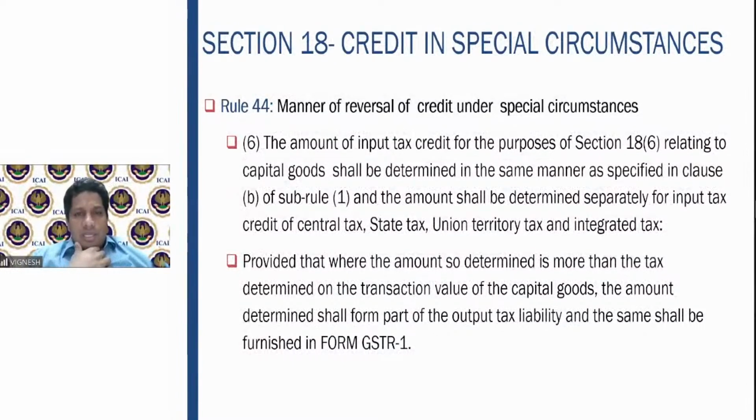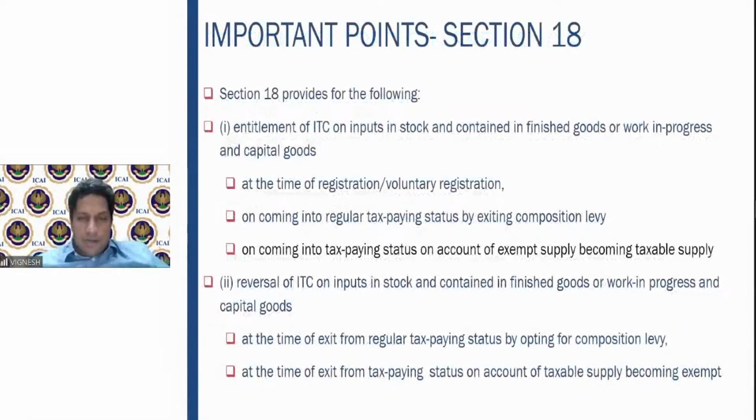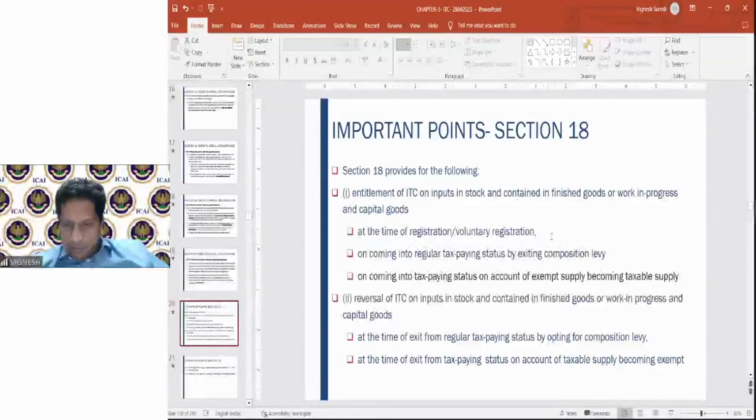Then how do you determine the input tax credit for capital goods? Same way as you have done, 5% per quarter has to be taken into consideration. Where the amount determined is more than the tax determined, the amount determined shall form part of the output tax liability. The same shall be furnished in GSTR 1. This is exactly the example we covered now, that 13,500 and 15,200. You have to see tax on transaction value, or the value after reducing 5% per quarter, whichever is higher, that you have to pay, and you also have to file this return in GSTR 1. So that was your rule number 44.